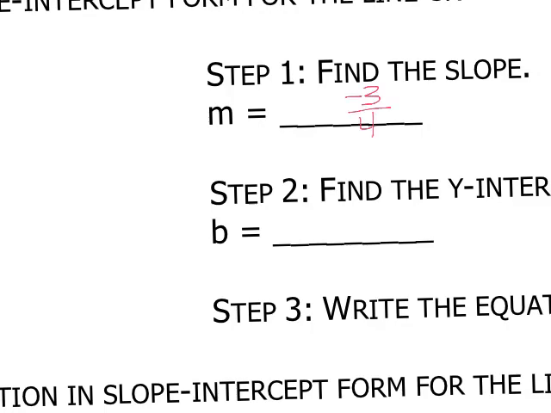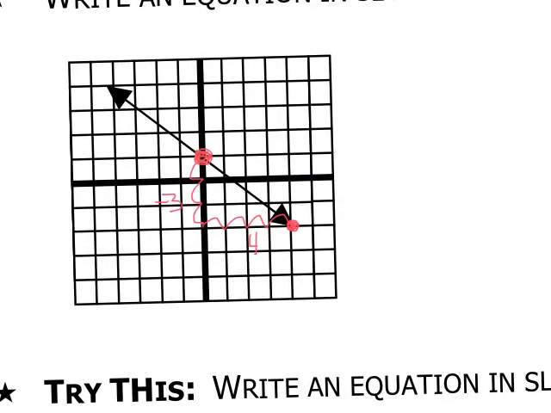Okay, and then I also need my y-intercept, so I come back over here. My line is crossing the y-axis right here at the y value of positive 1.